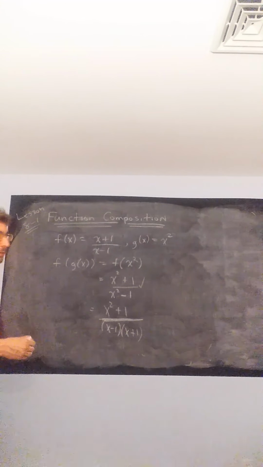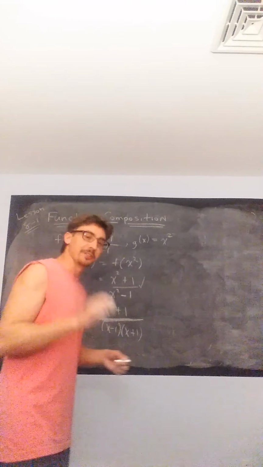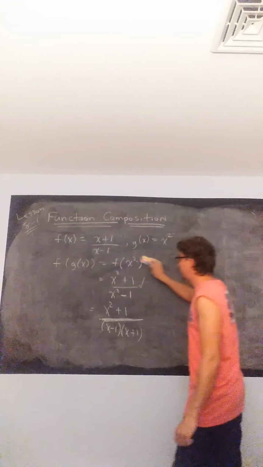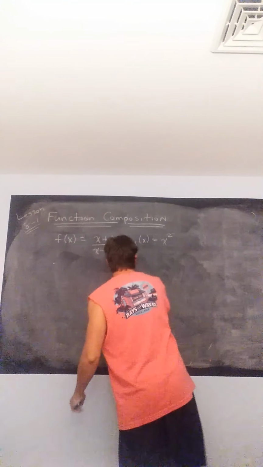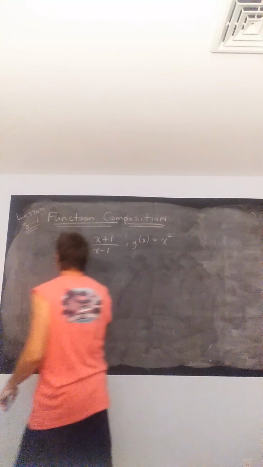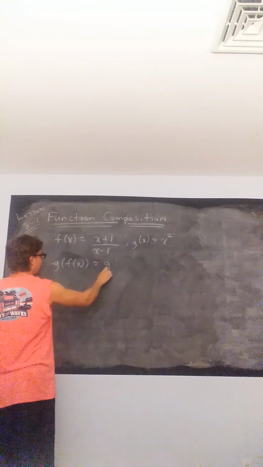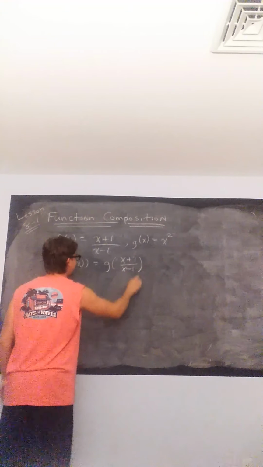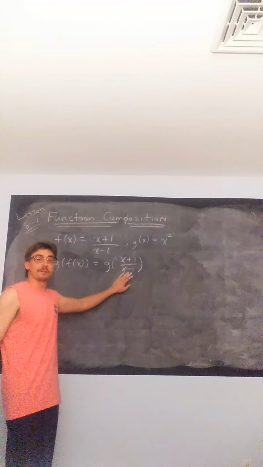Now the question is, what happens when we go and compose this baby the other way? I think it might be just a little more slightly challenging. So let's see. So let's do g of f of x. So that's going to be g of x plus 1 over x minus 1. Yeah, that's kind of nasty, doesn't it? Look that way. So g of x plus 1 over x minus 1.